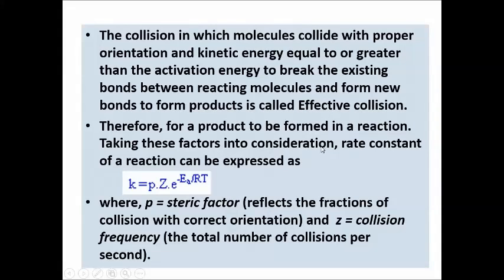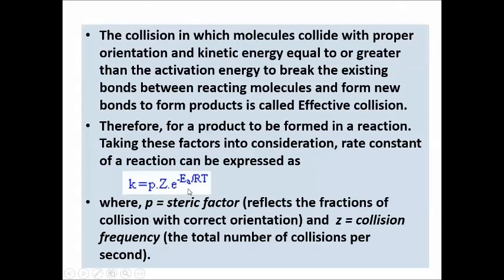Therefore, for a product to be formed in a reaction, we have to take these factors into consideration. And the rate constant of a reaction can be expressed as K is equal to P into Z into e raised to minus Ea by RT. It is the Arrhenius equation itself. But in the Arrhenius equation, we have written K is equal to A into e raised to minus Ea by RT. But instead of A, right now we are having here P and Z.